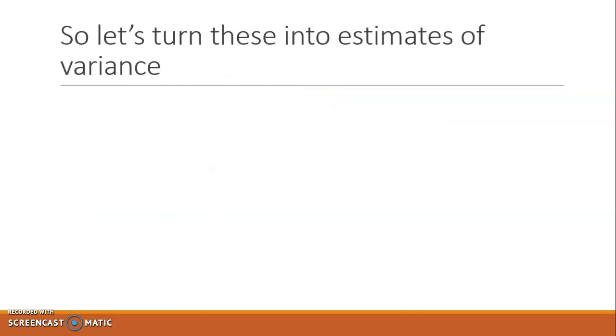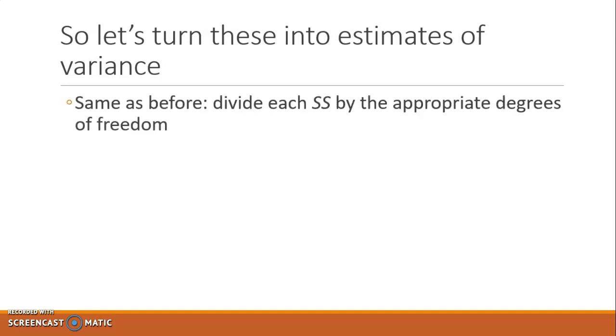What do we do next? We turn them into estimates of variance. Okay? So we're turning them into estimates because we have standard error and all those other lovely things. And how do you do that? You do that the exact same way that we did it before. You divide each sum of squares, okay, that you found, either SSB or SSW, by the appropriate degree of freedom.